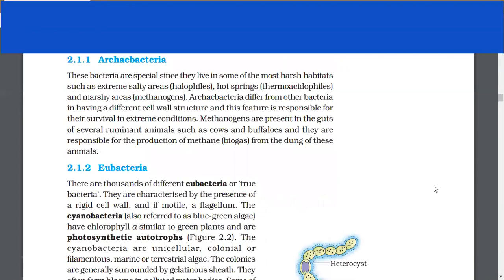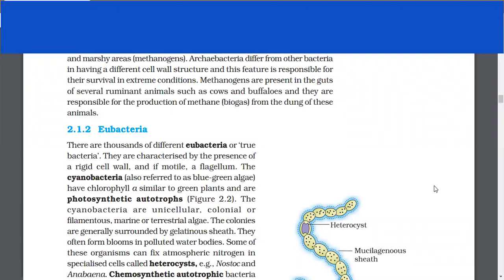Archaebacteria. These bacteria are special since they live in some of the most harsh habitats such as extreme salty areas (halophiles), hot springs (thermoacidophiles), and marshy areas (methanogens). Archaebacteria differ from other bacteria in having a different cell wall structure, and this feature is responsible for their survival in extreme conditions. Methanogens are present in the guts of several ruminant animals such as cows and buffaloes, and they are responsible for the production of methane from the dung of these animals.